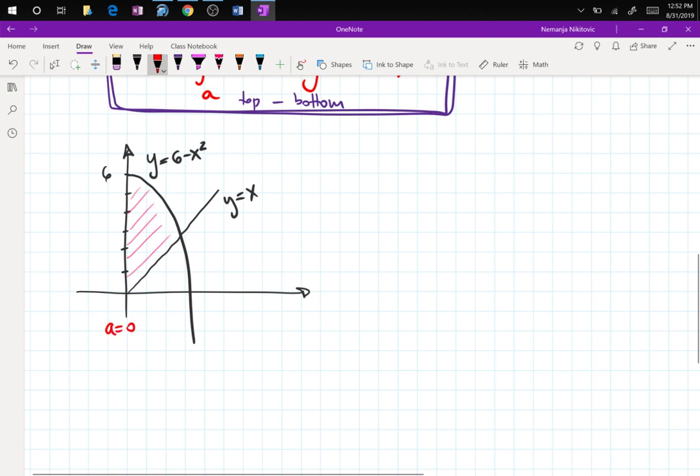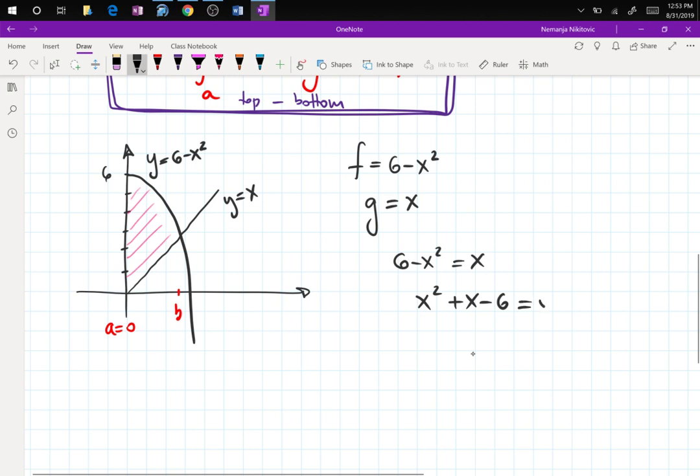But I do have to compute this B. B is unknown. So I still have to set these two equal to each other. Well, such is life. Let's go. My function f, which is the one on top, is 6 minus x squared, and g is the one on the bottom, which is x. To find a and b, I will set these two equal to each other, but I know that a is 0, so I don't have to worry about it. I'll just calculate. So 6 minus x squared is equal to x. Move everything to the same side. x squared plus x minus 6 equals 0.